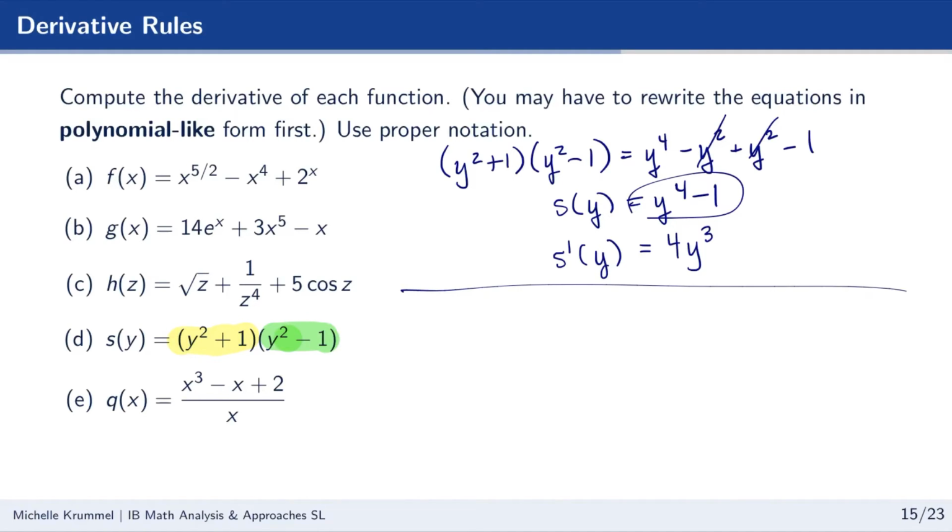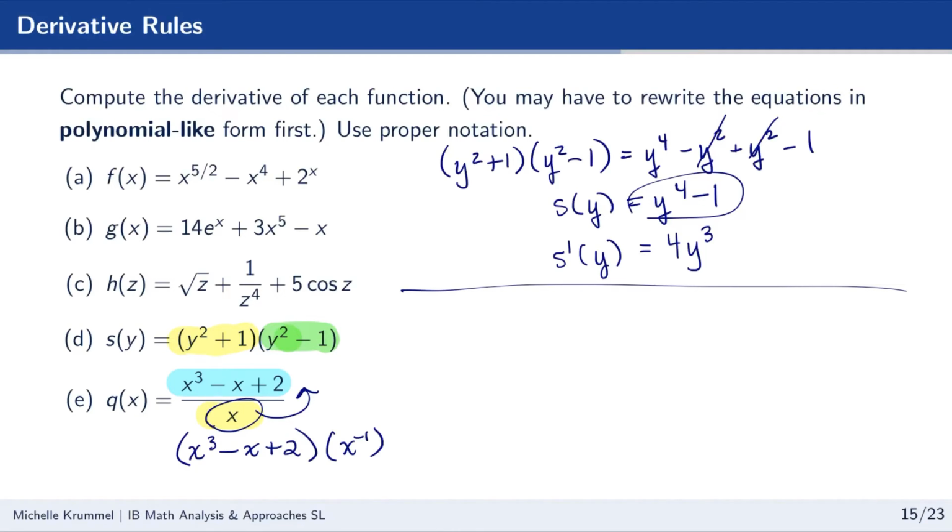For part E, we also need to simplify before we take the derivative. We have not seen any kind of derivative rule that would allow us to divide two derivatives. You cannot just divide two derivatives. It does not work that way. So we're going to have to simplify this algebraically first. There's a couple ways to do that. We can take the numerator and multiply it by x to the negative 1. In other words, move this term up to the numerator and make it x to the power negative 1.